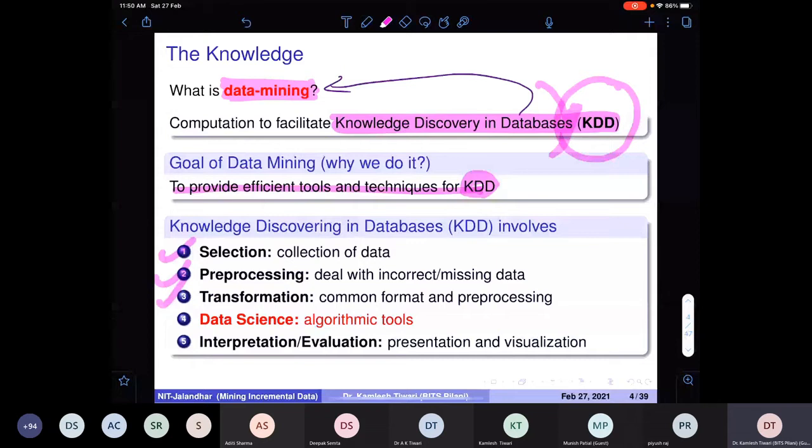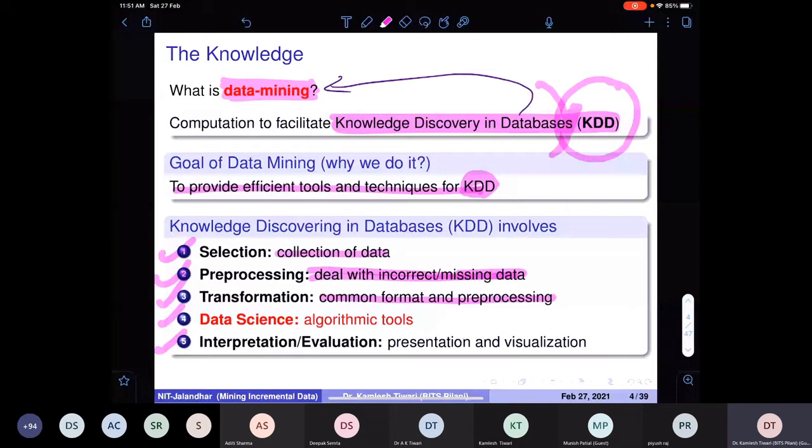First step is to collect the data, because if you have the data, then only you can go ahead. Deal with the incorrect and missing data, because when you are collecting the data, there could be some data that is not available. How to handle that depends upon the scenario in which you are, and using that particular setting you can do something. So depending upon the kind of scenario you are in, you are going to deal with the incorrect and missing values. Then you do the transformation of the data in such a way that it can be efficiently processed.